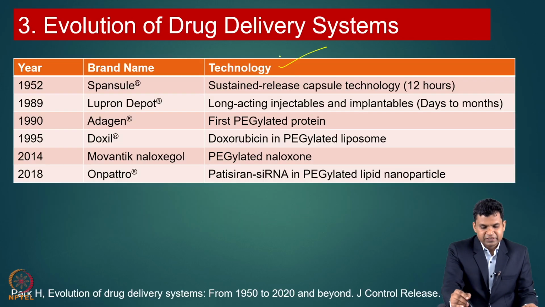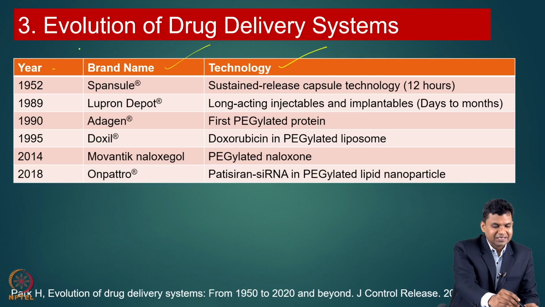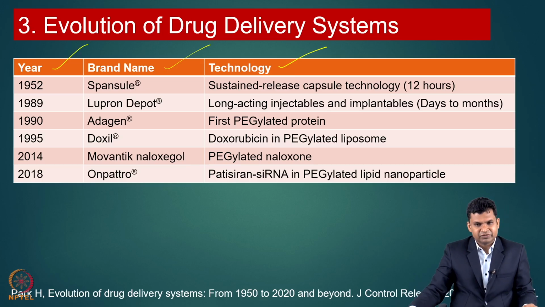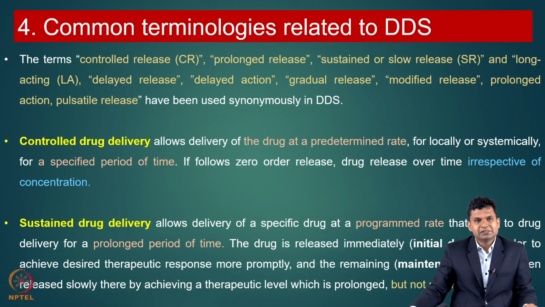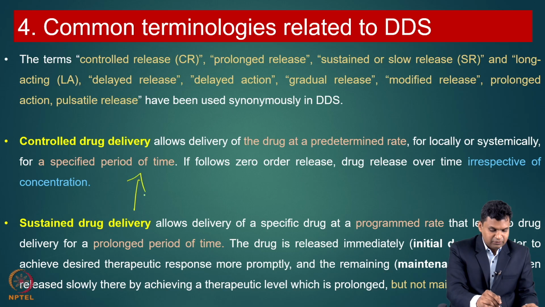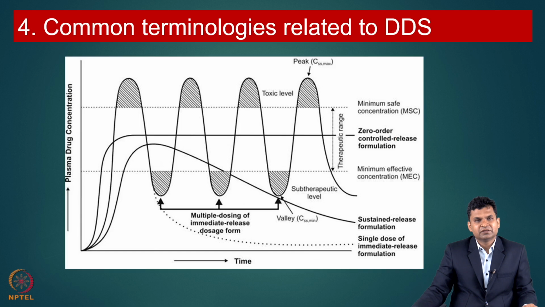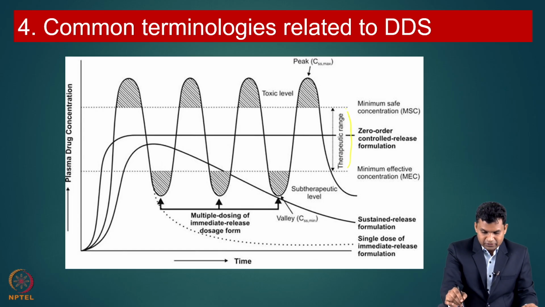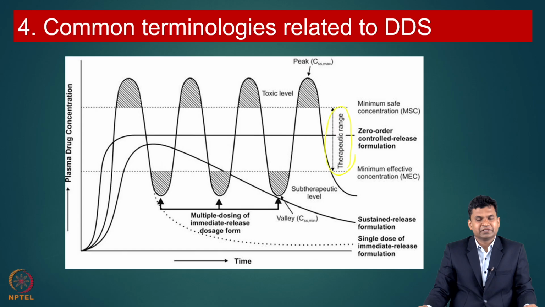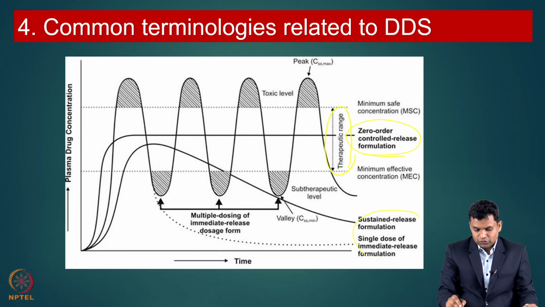We also saw some technologies, their brand names, and the year of invention which we discussed. We learned the various controlled release systems, and the difference between controlled release and sustained drug release. With some pictorial representation, we learned the terminology used in drug delivery systems. The drug needs to be maintained in this level, which is called the therapeutic range. To achieve that, we must convert our formulation into zero order and controlled release systems.